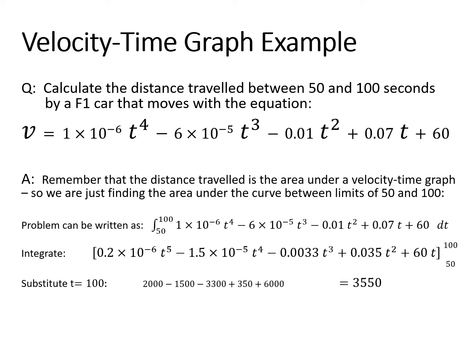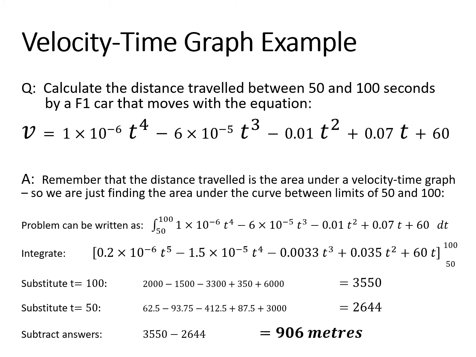That's basically how far the car has moved in the first 100 seconds. And then we put the value of t equals 50 and we get an answer of 2,644. That's how far it's travelled in the first 50 seconds. So if we want to find the distance it's travelled between 50 and 100, we have to subtract these two values, and we get 906 meters. And it's really exactly the same as the previous example, it's just got a scenario instead.